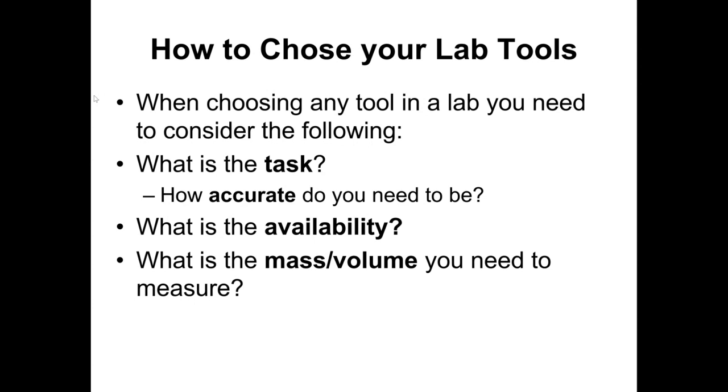If you have to go fast, sometimes you have to trade some accuracy for speed. Maybe you're not going for the most accurate pipette. You might use another type of pipette, and we'll see an example later on. So the task is the first factor.